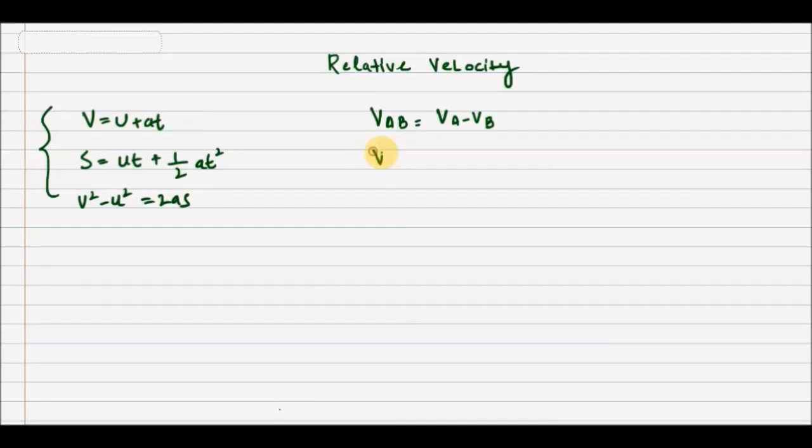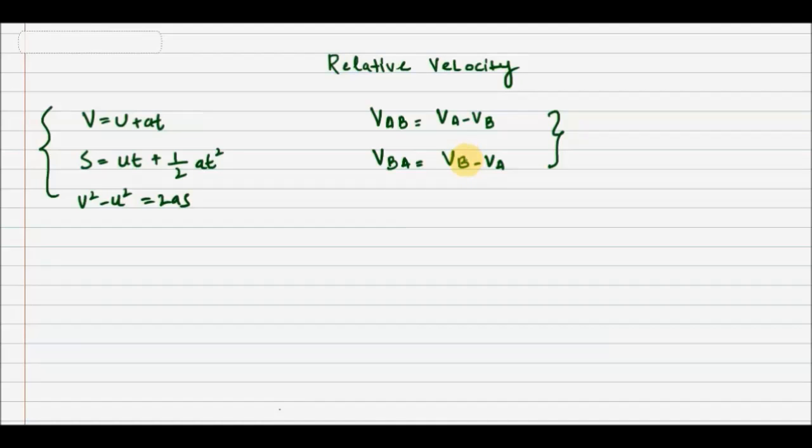Similarly, velocity of B with respect to A can be written as velocity of B minus velocity of A. Here it can be said that it is the velocity of B seen by A, and that will be equal to velocity of B minus velocity of A. Here A is an observer and he sees the velocity of B. This is how we mathematically formulate relative velocity.